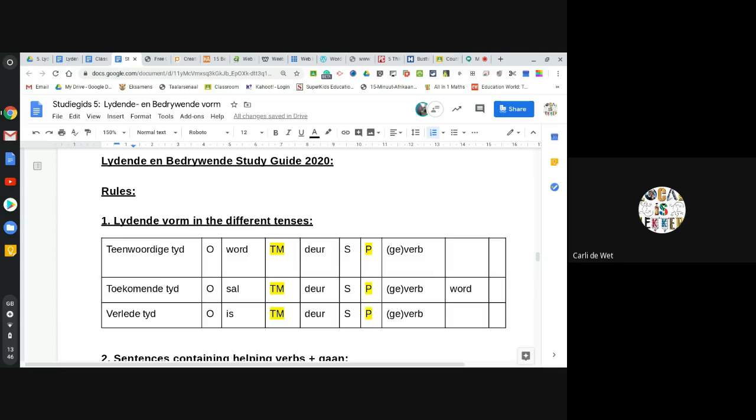So, in die teenwoordige tyd is dit object word deur subject geverb. Forget about time and manner and place. Object word deur subject geverb. And you are going to say this 57 times until you can remember it.